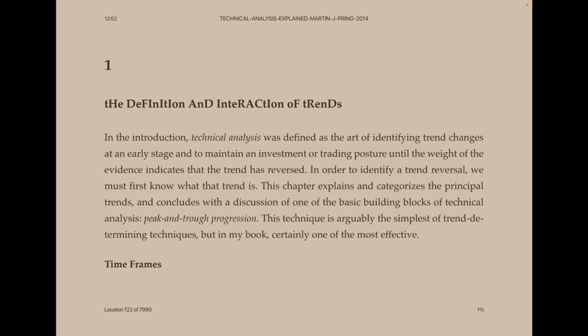In the introduction, technical analysis was defined as the art of identifying trend changes at an early stage and maintaining an investment or trading posture until the weight of the evidence indicates that the trend has reversed. In order to identify a trend reversal, we must first know what the trend is. This chapter explains and categorizes the principal trends and concludes with a discussion of one of the basic building blocks of technical analysis, peak and trough progression. This technique is arguably the simplest of trend determining techniques, but in my book, certainly one of the most effective.